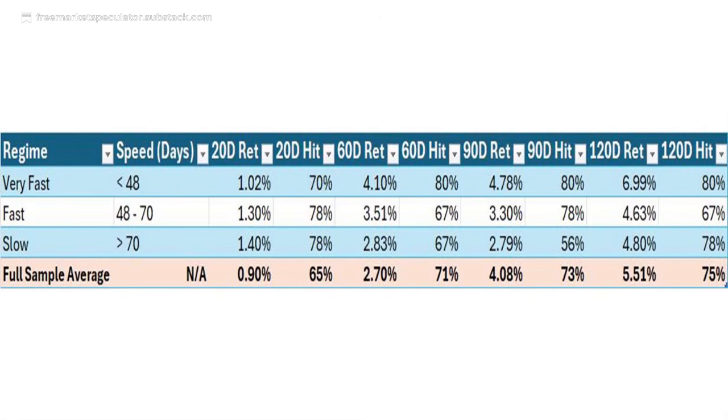And if we move out to 120 days, that's basically 6 months, these are trading days, the very fast signal generates a near 7% return on average with an 80% hit rate, better than all the other regimes on my table and the full sample average. Bottom line, a rapid move from oversold to overbought isn't a signal to sell, but a sign that the velocity of money has shifted back to the long side, back in favor of the bulls.